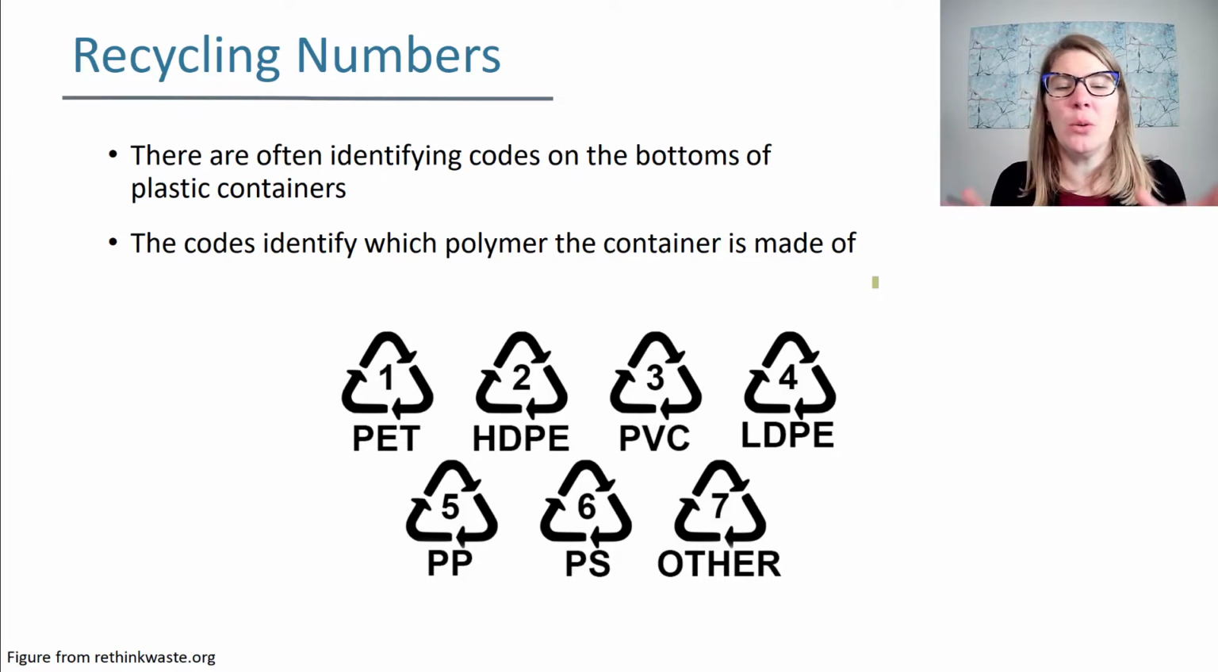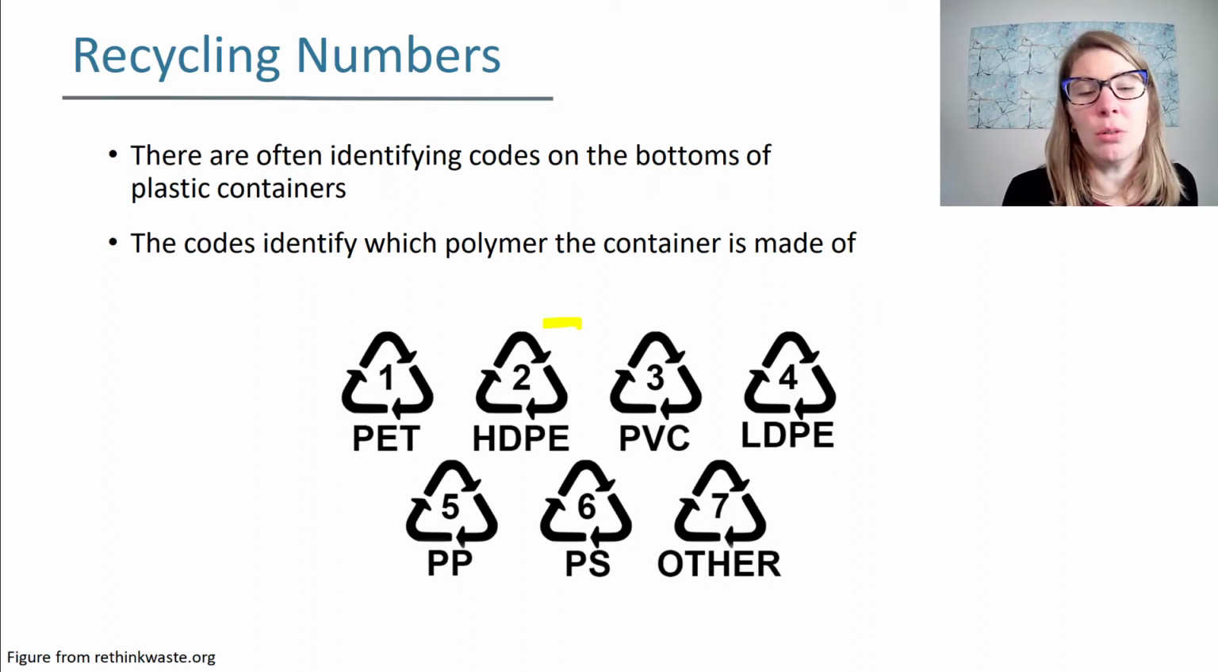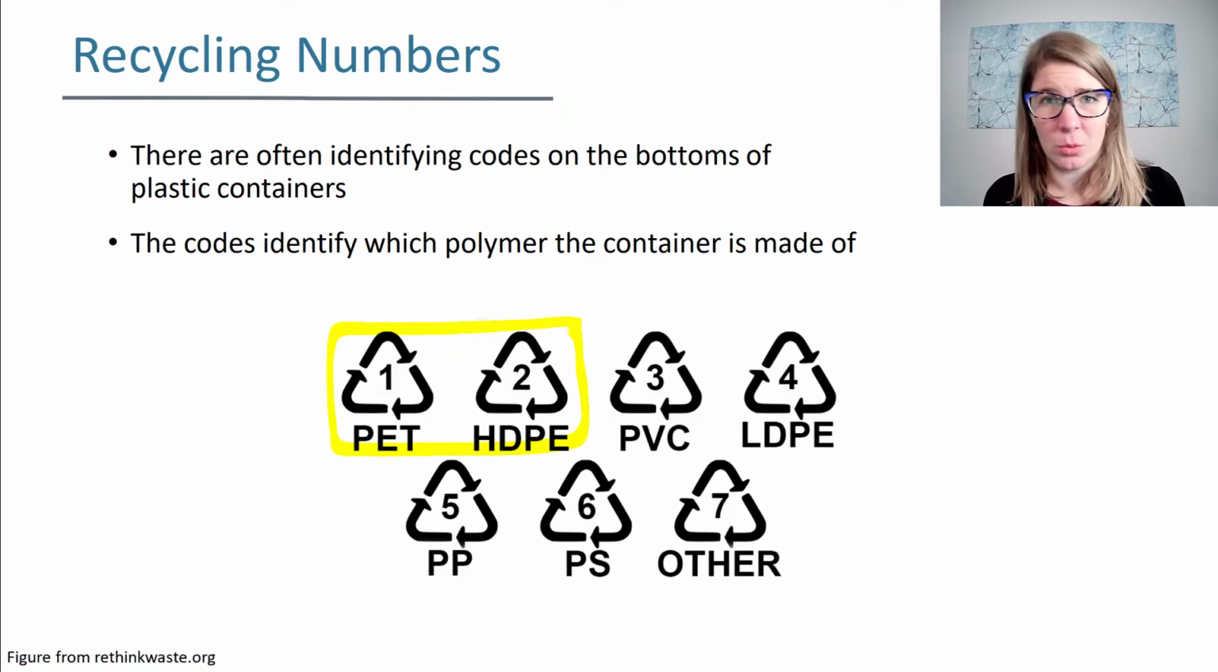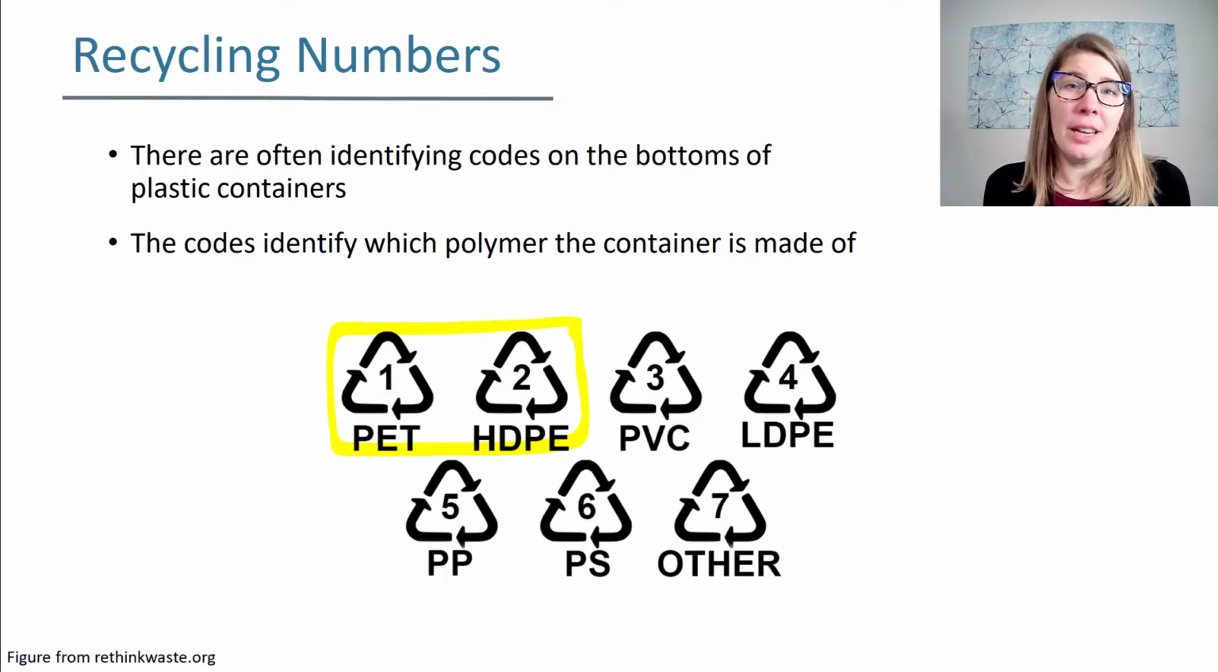So really, even though there are these recycling numbers on the bottoms of your containers, only 2 of them are really able to be recycled well. Polyethylene terephthalate, which is recycling number 1, and high density polyethylene, which is recycling number 2. These are called high value plastics. The rest of these, if your city collects them, I would guess that they aren't actually recycling them anymore because there's just no market for it.